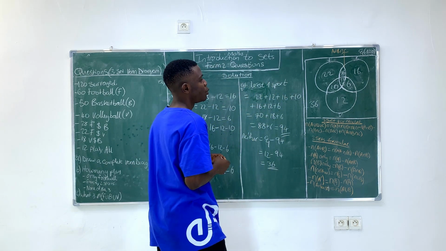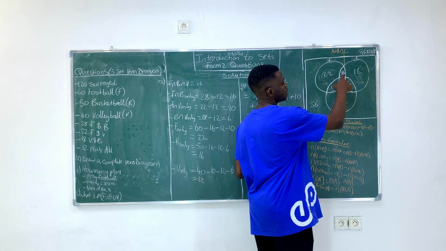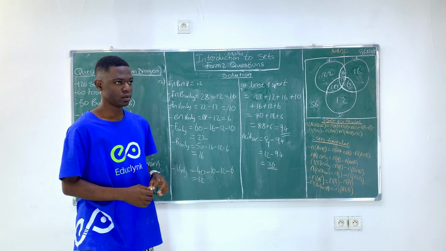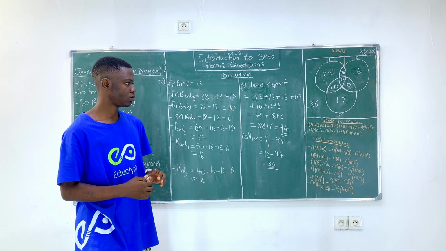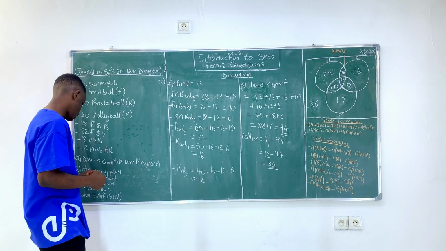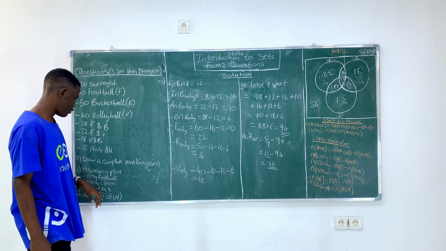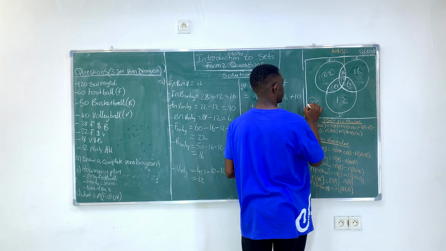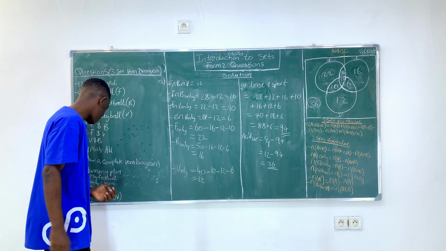So the number of people that play only 2 sports will be 10 plus 16, 26 plus 6, 32. So you're going to have 32 people playing only 2 sports. Then for none of the 3 sports, the answer is just 26. As for none of the 3.